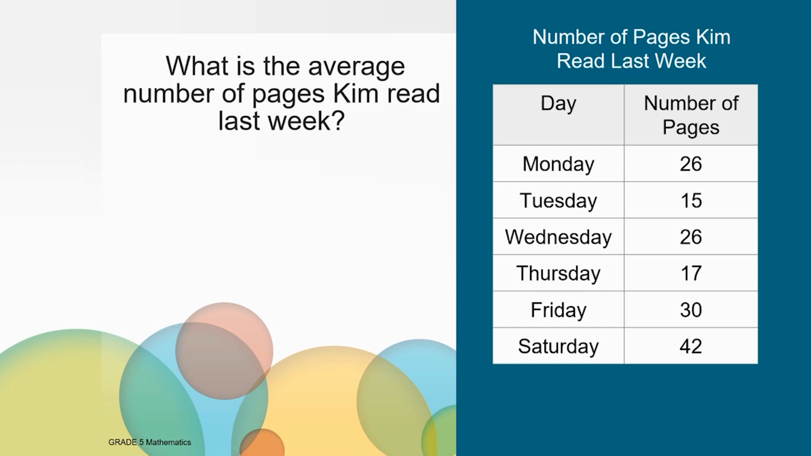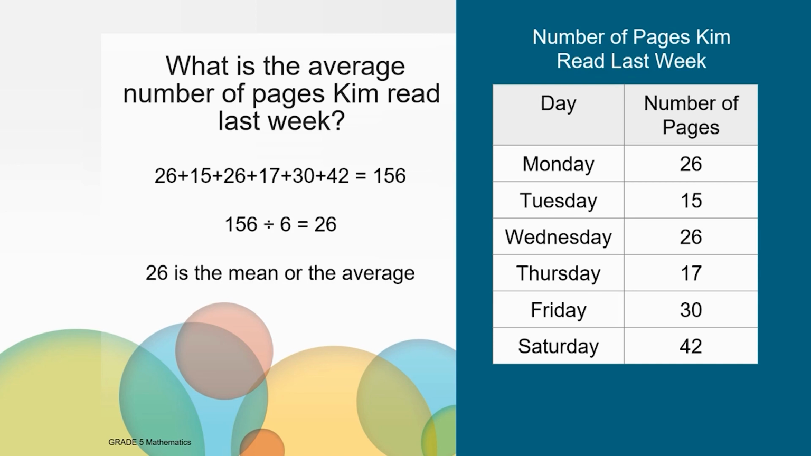So let's see if we figured out the mean in the same way. To find the mean of this data set, we need to add the number of pages Kim read every day. And that total number of pages is 156. Then we divide that sum by the number of data values, which is 6, and that gives us 26. So the mean, or the average, for this data set is 26.